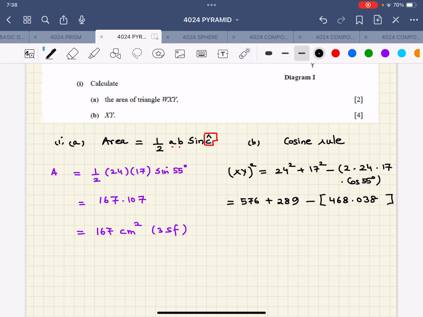468.038. Naturally, I have to use the calculator. So this is 576 plus 289 minus 468.038, and this is coming out to be 396.962. So let me write it properly. This is XY, the whole thing square. Therefore, XY is the square root of this answer, and this is 19.923. So I'll write XY is 19.9, correct to three significant figures. We have to take care of the accuracy.